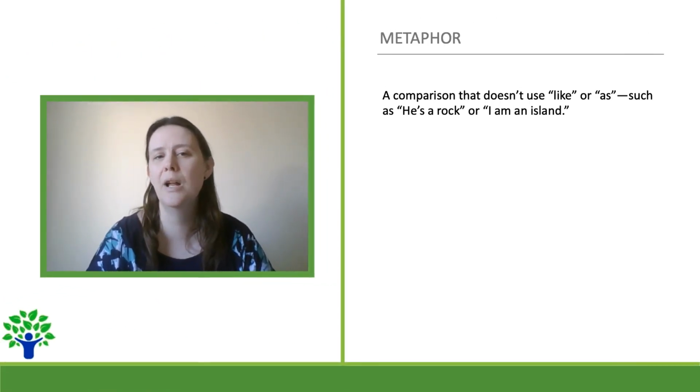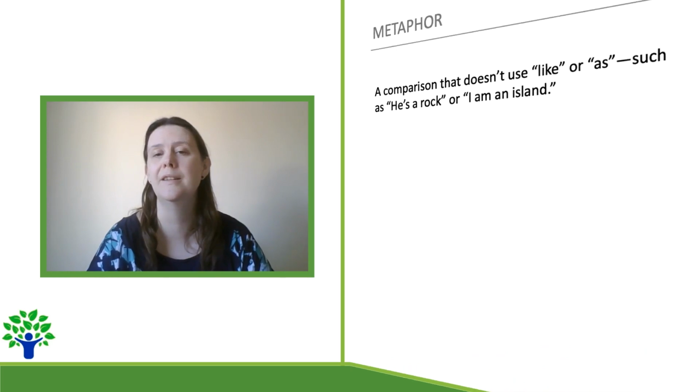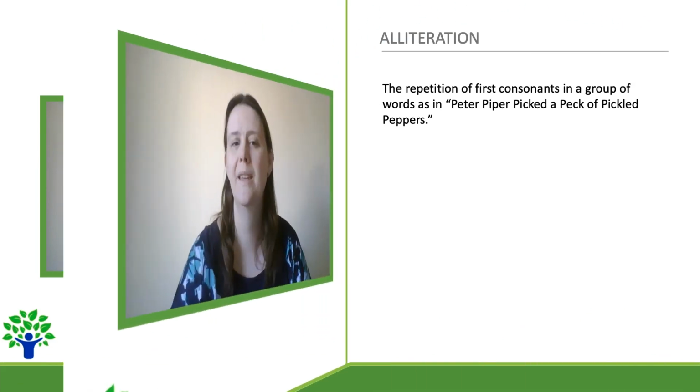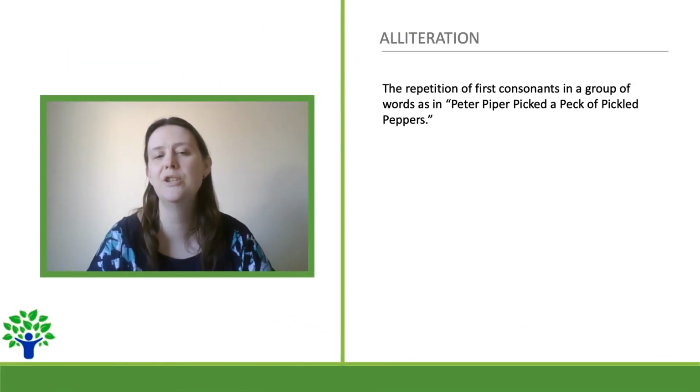A metaphor is slightly different. It's a comparison that doesn't use like or as, such as he's a rock or I am an island. Onomatopoeia is the use of words that sound like what they mean, such as pop or buzz. Alliteration is the repetition of the first consonant sounds in a group of words, such as Peter Piper picked a peck of pickled peppers, and that's definitely a bit of a tongue twister.